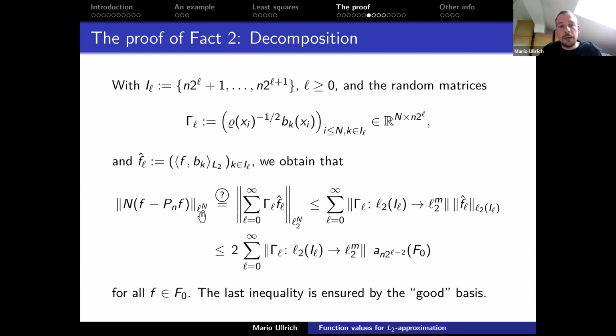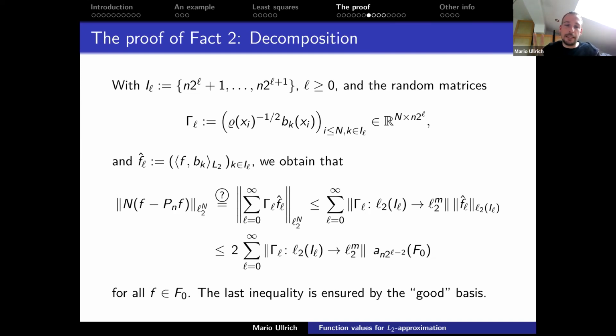So to get the L2 norm of f minus p and f, somehow as an upper bound. Just get the norm of n somehow, and then an upper bound on f minus p and f measured in an L2 norm. And this would be optimal. And this is a good idea and so on.